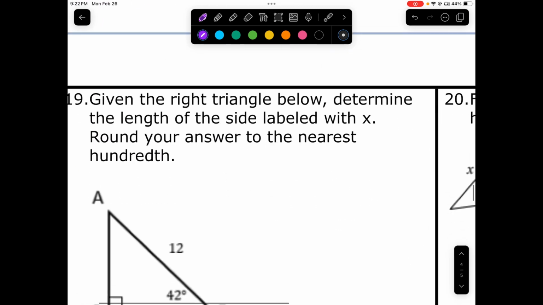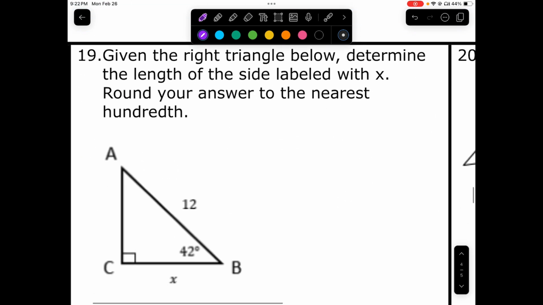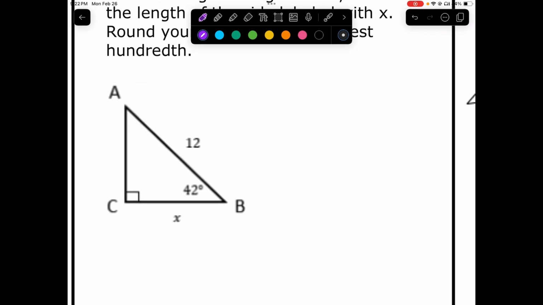Number 19. So we need to determine the length of x. Okay, trig. I can always tell trig because there's an angle, and then there's a side, and they're asking you for another side. All right, let's label what we do know. We know this is the hypotenuse. Opposite is over here, but it's blank, so don't worry about it. This is adjacent, so that would be sine.